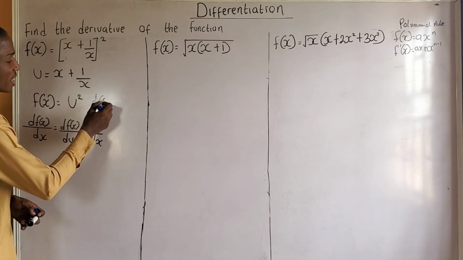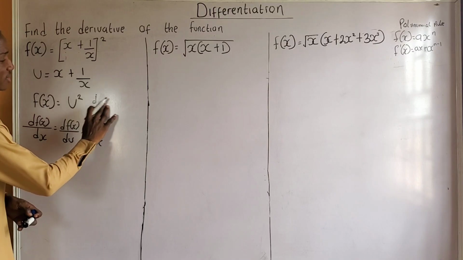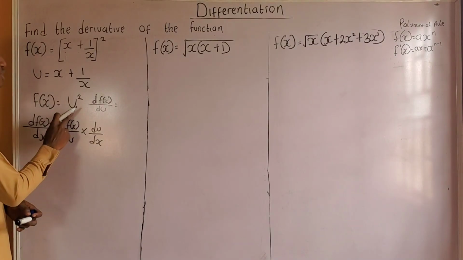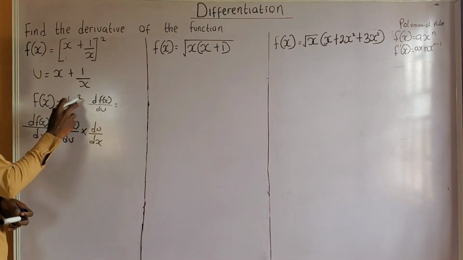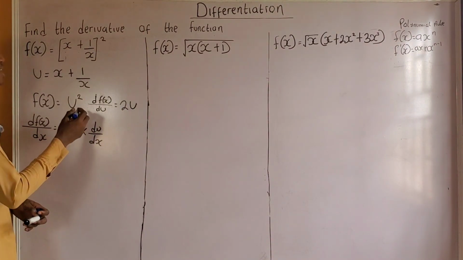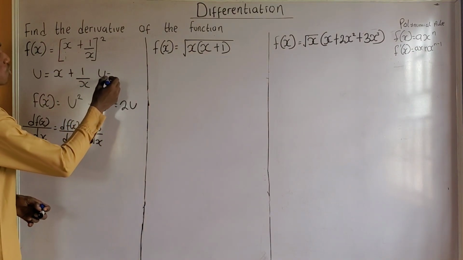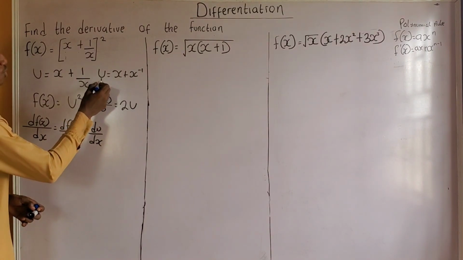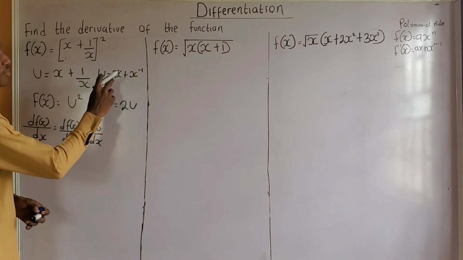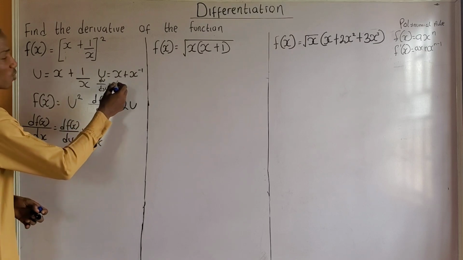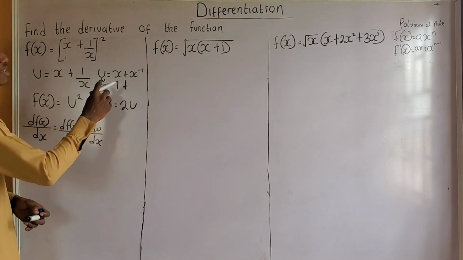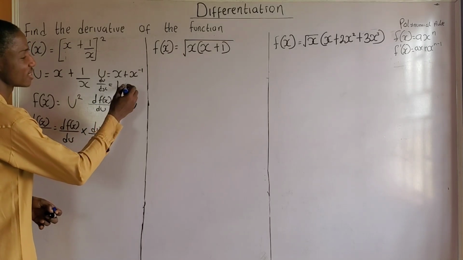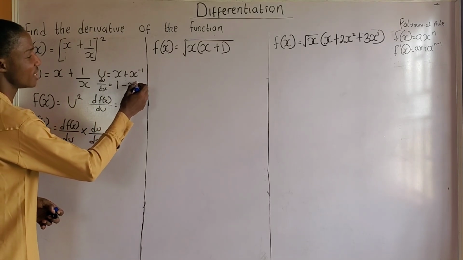The derivative of f of x with respect to u will be equal to, if you differentiate u squared, you're going to have 2u, right? Now, u can be written as u equals x plus x raised to the power of -1, right? Now, the derivative of u with respect to x will be equal to, if you differentiate x, you're going to have 1. So I'm going to have 1 plus, if you differentiate x raised to the power of -1, you're going to have -1 times x raised to the power of -2.